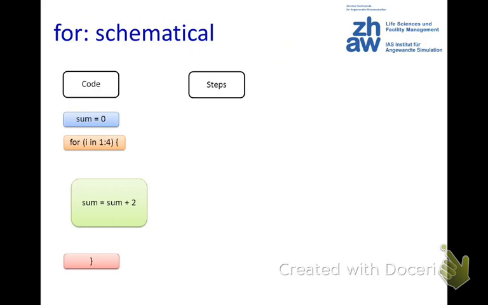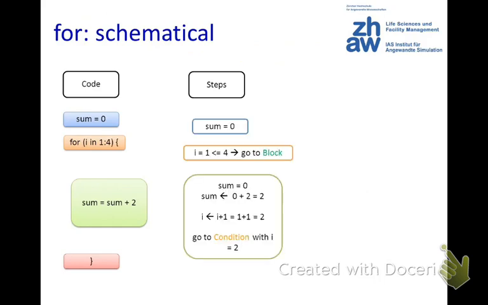Now what happens in steps? First step, you have the value sum equal to 0. Then R goes into this orange for statement and it sets the value of the variable i to 1. It checks whether 1 is less than or equal to 4, because 4 is the terminal number in this for statement. If this is the case, and this is the case, 1 is less than or equal to 4, R goes to the green block.